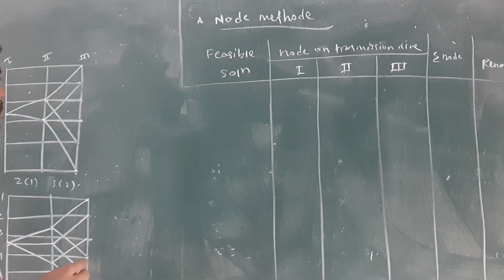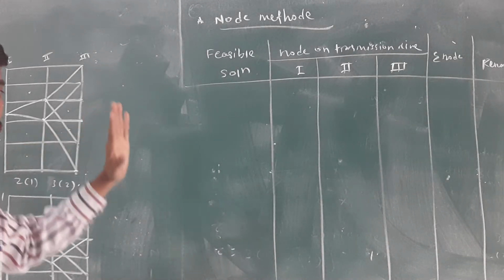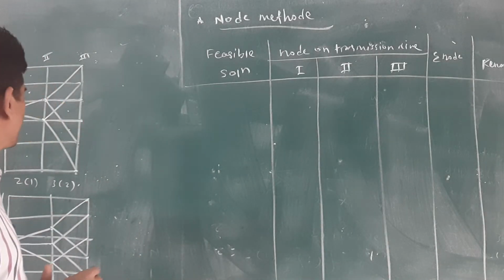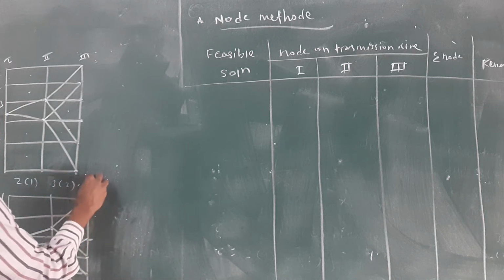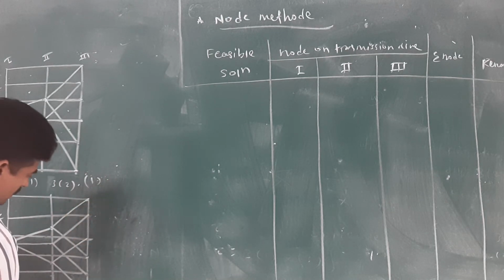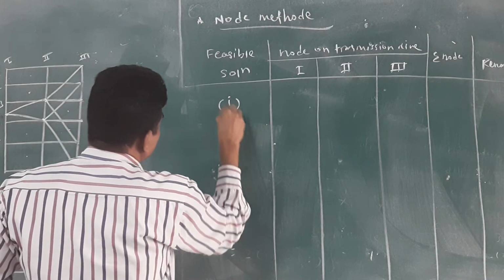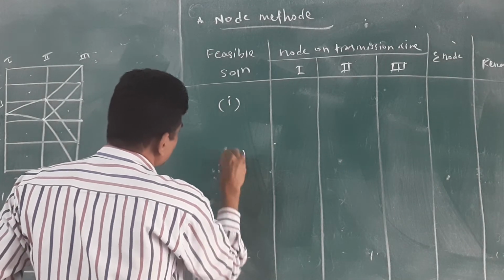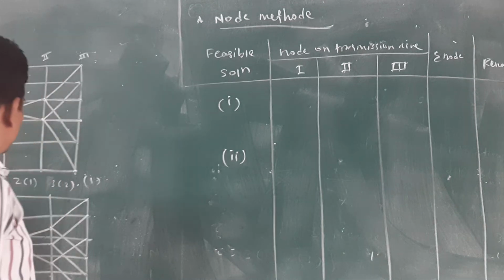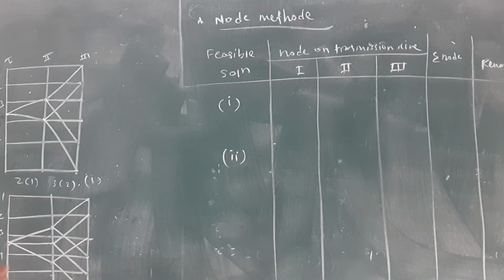When you find out the feasible solutions, you will get the number of solutions. Then you should make this table, use the node method and find out the feasible solution. Here I will do this: diagram number 1 and diagram number 2. Two structures, first one and second one. Okay, you will get the number of diagrams if the feasible solutions are more.